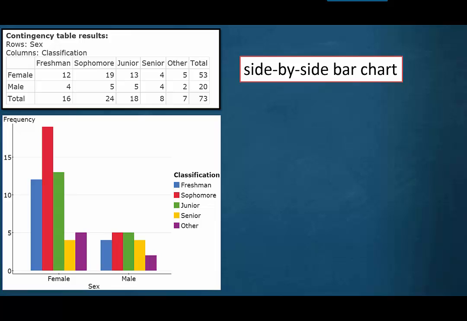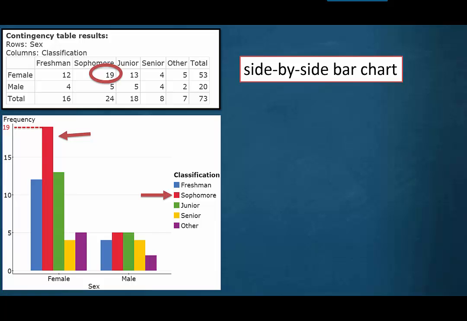So I want to look at a few different ways we can display this two-way table in a graph. Here's a side-by-side bar chart. So you want to make sure you're able to see how this is read. Notice that the bar representing freshman, female, has a height of 12, which corresponds to the table. There are 19 female sophomores. So we look at the sophomore, look at the height of that bar, which is about at 19, and it corresponds to 19 female sophomores in the table.